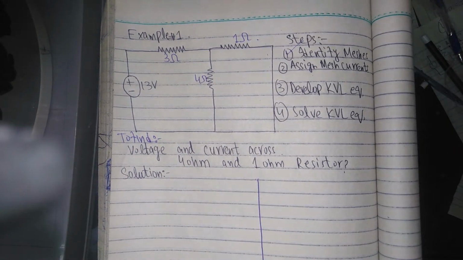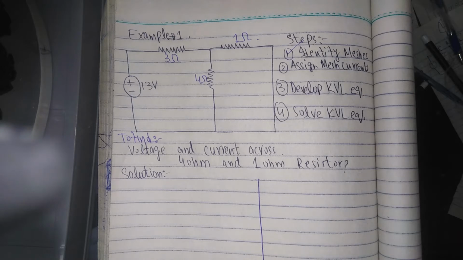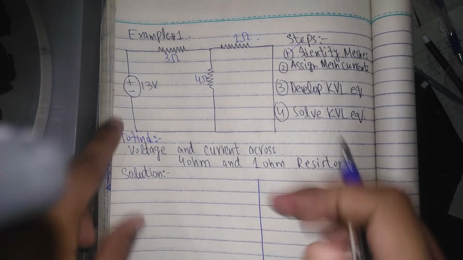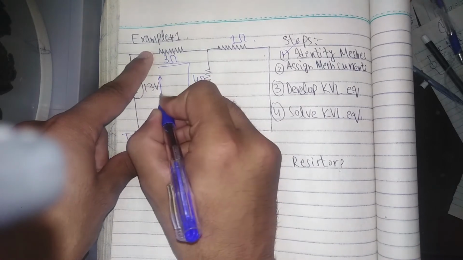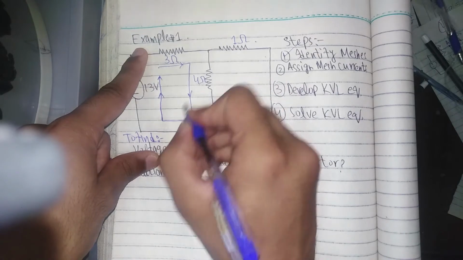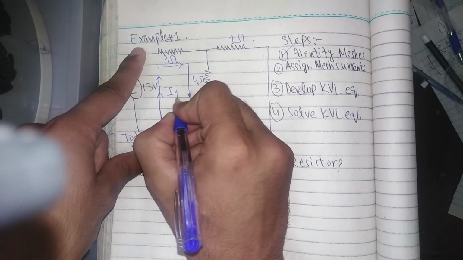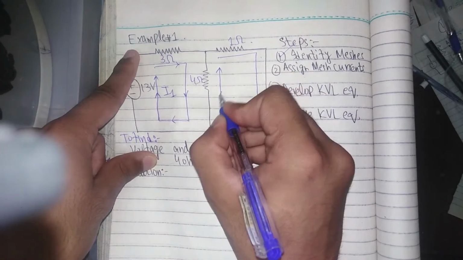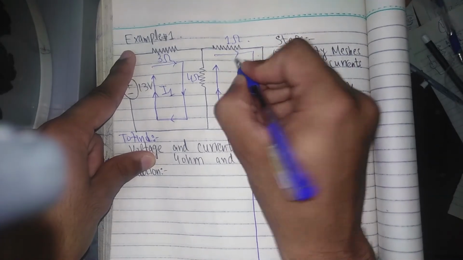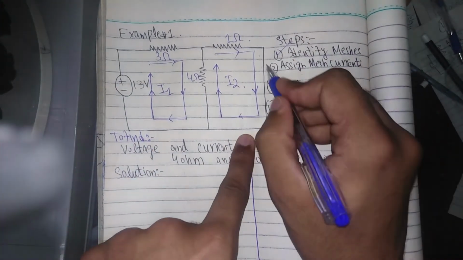Now our next step is to assign mesh currents. Now students, how to assign mesh currents? There are 2 directions, clockwise and anti-clockwise. But I always choose clockwise direction because it is the better option. So I will draw it and name it I1. Also make the other in clockwise direction and name it I2. Now our second step is also clear.